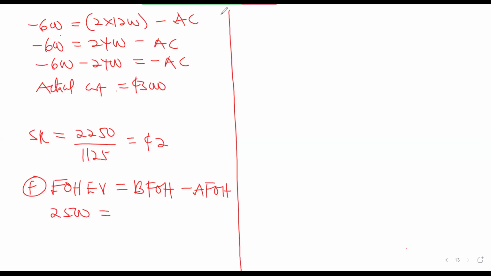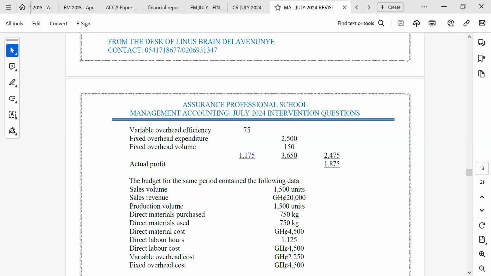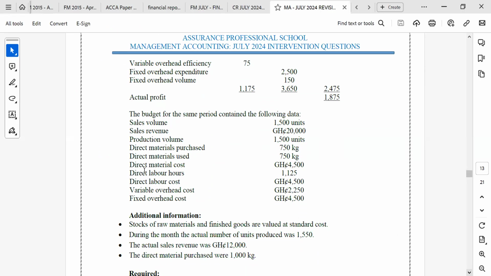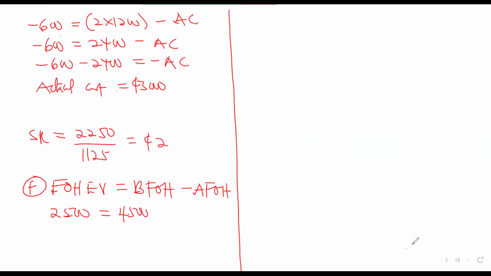So let's go to our budgeted figure there. What is our budgeted figure? Budgeted fixed overhead is what? 4,500. Okay. So we have 4,500 there, minus the actual. We don't know the actual, so we have minus the actual fixed overhead.